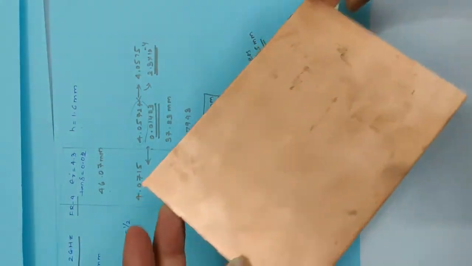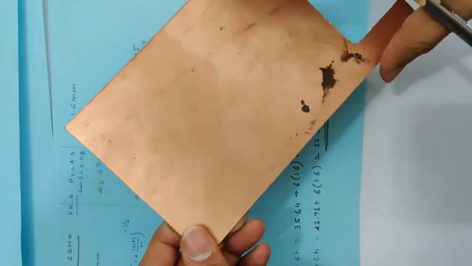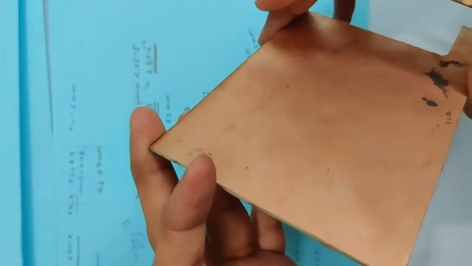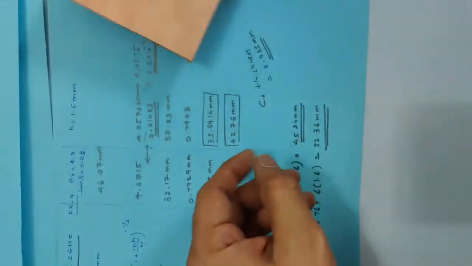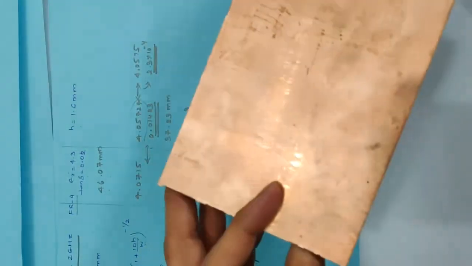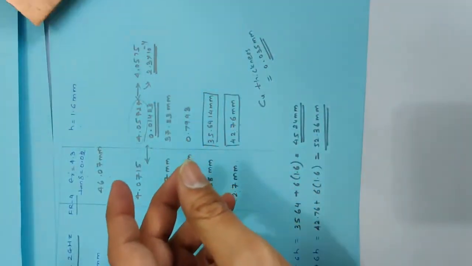Now we have different types of substrate also. You have Arlon substrate, you have Rogers substrate. So the parameters are different for the different substrates. Here I am showing this FR4 substrate.